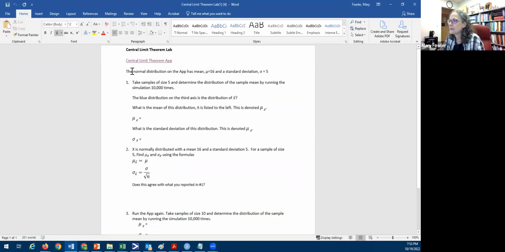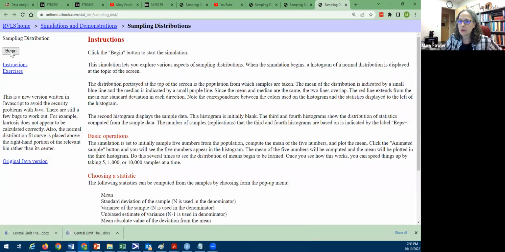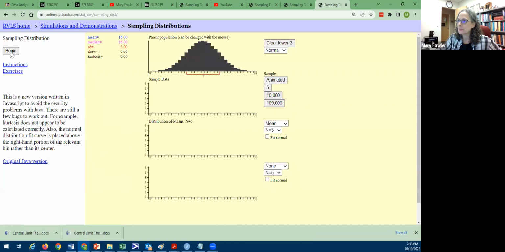It says the normal distribution on the app has a mean mu equals 16 and the standard deviation sigma equals 5. Take samples of size 5 and determine the distribution of the sample mean by running the simulation 10,000 times. Okay, so over here, we're going to begin. So click on begin to start.